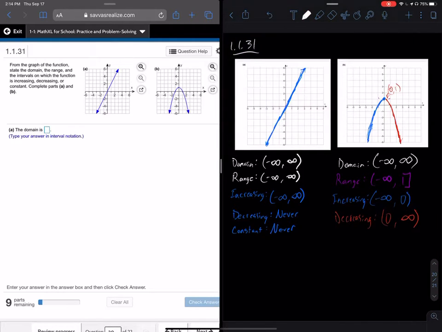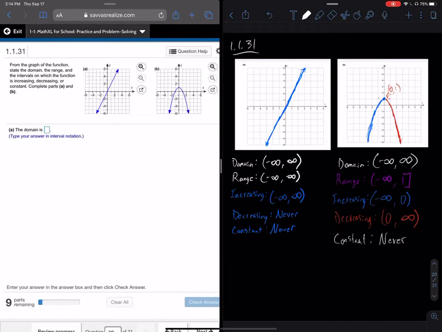Now, what about constant? All right, what's going on here with constant? Well, this graph on the left side increases, and then once it gets to that point, it decreases. It never flattens out. Right? As soon as it stops increasing, it starts decreasing. So when is this constant? This graph is never a constant.